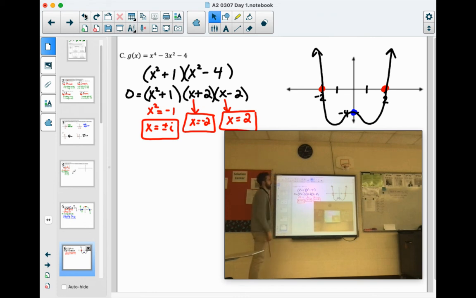That's fun, right? It only crossed twice, which is weird because it was to the fourth degree, but remember the other two solutions are imaginary complex solutions. So it won't actually hit the x-axis again. That can be a little wild.